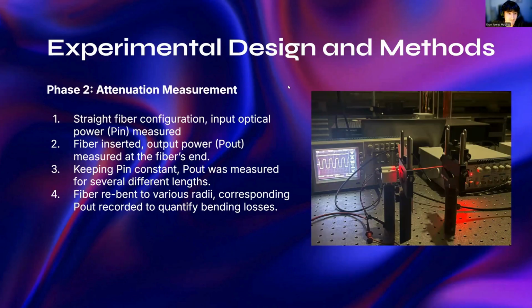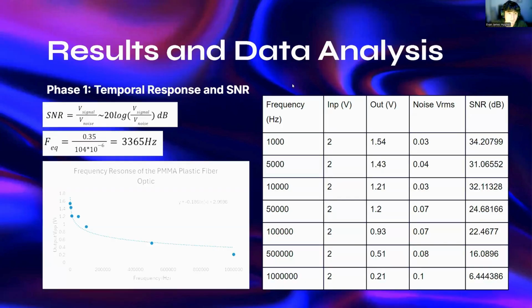Phase 2 was for attenuation. We used a straight fiber configuration and measured the input optical power and kept that constant. We then inserted the fiber and measured the output power in direct contact. Keeping the input power constant, we measured the output power for different lengths and then adjusted the radius and measured the output power of that as well.